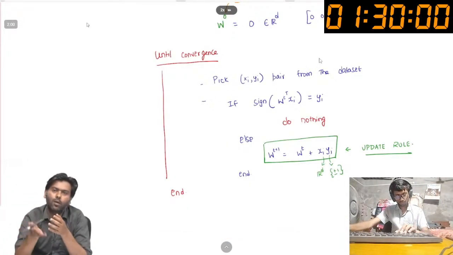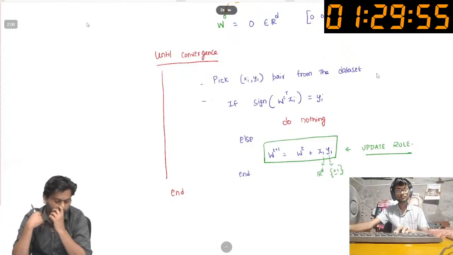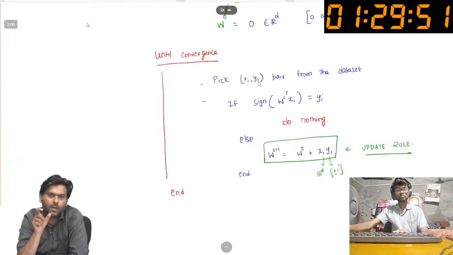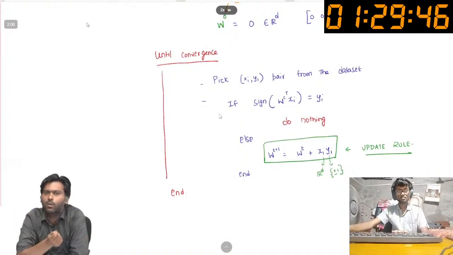If at some point you find a W where all the data points are correctly classified, then you're done, right? It means the algorithm has converged to that W. You don't need to make any more updates, and you just end the algorithm. Now the update rule is the only non-trivial thing happening here. It's a very simple step: if you make a mistake, then add that point times its label to the current W.